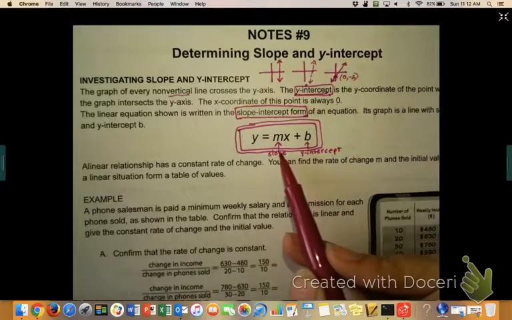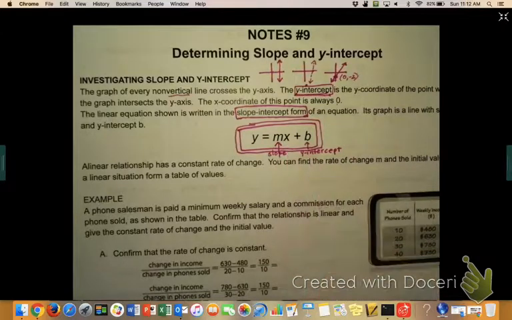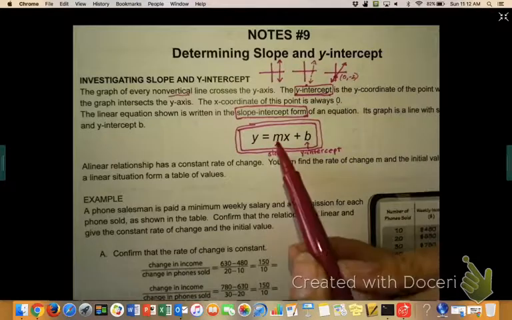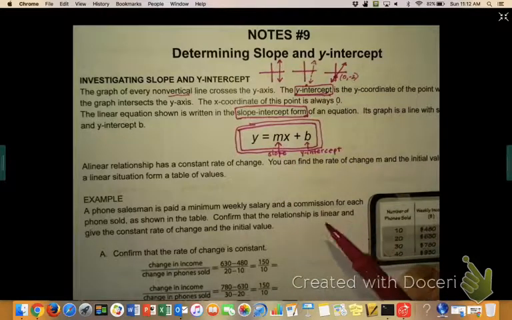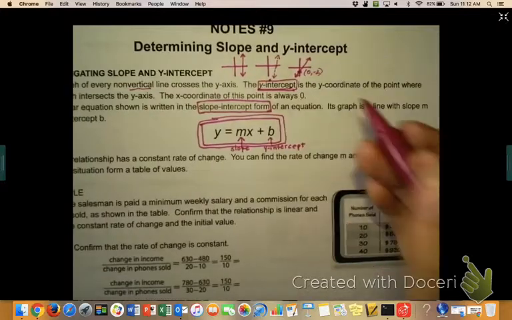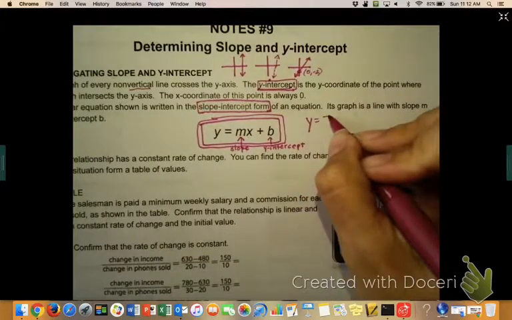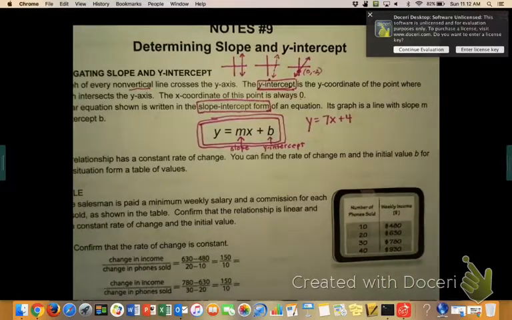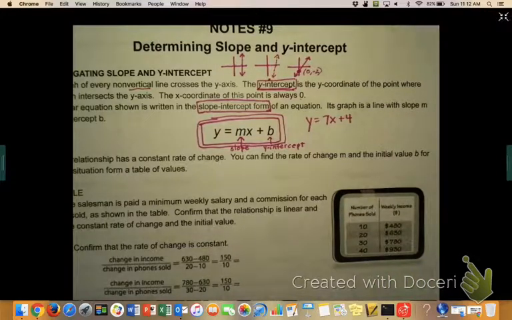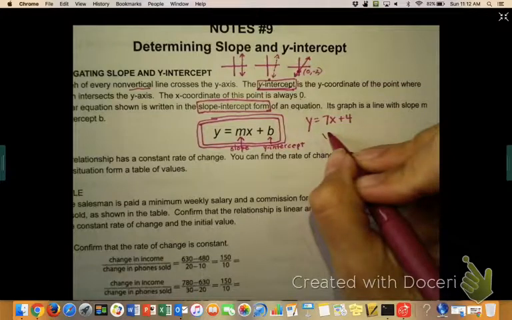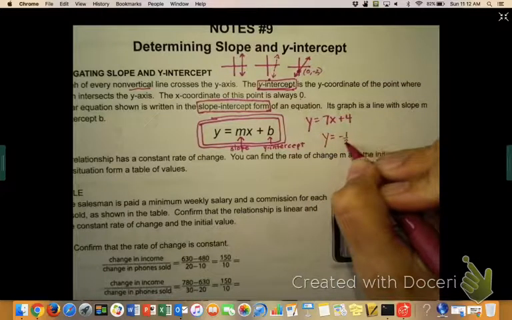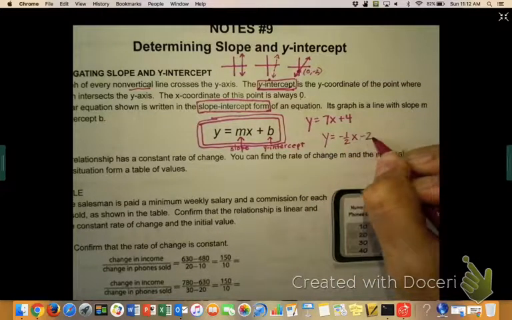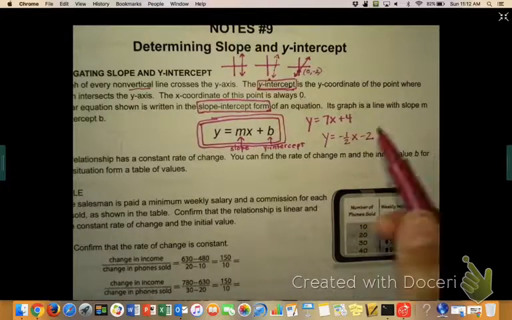And when I say m is your slope and b is your y-intercept, it means that the m is going to be changed out for a number, and the b is going to be changed out for a number. So you might have something like y = 7x + 4. Or you might have something like y = -12x - 2. And it's very important that these aren't just random equations.